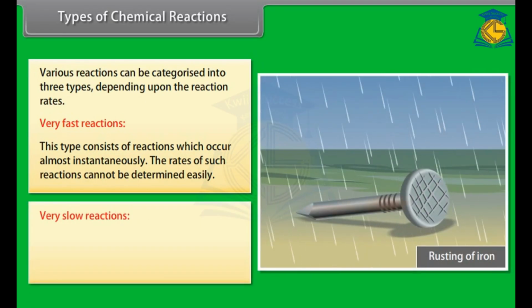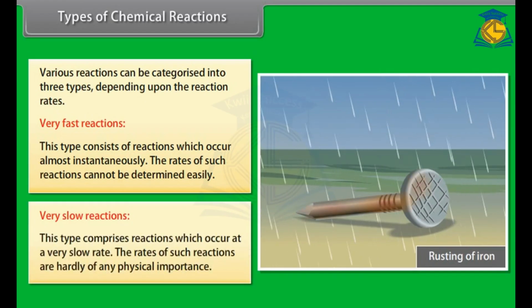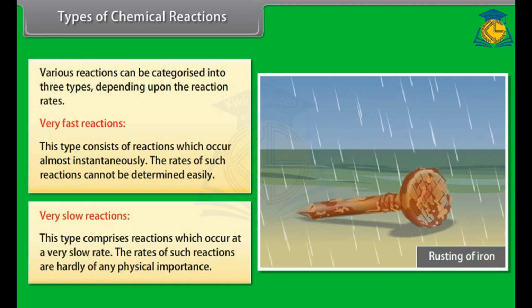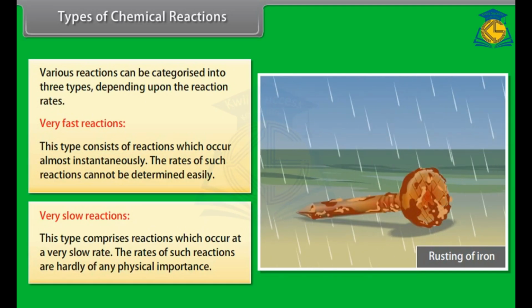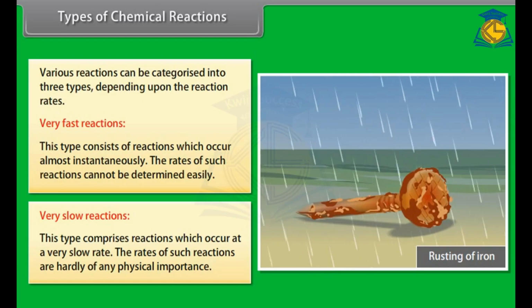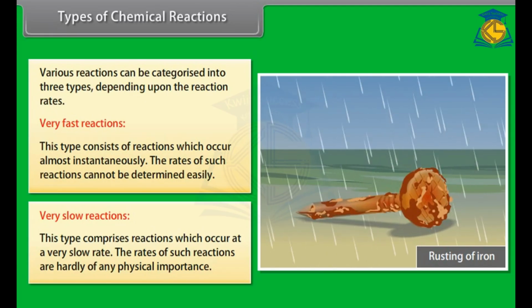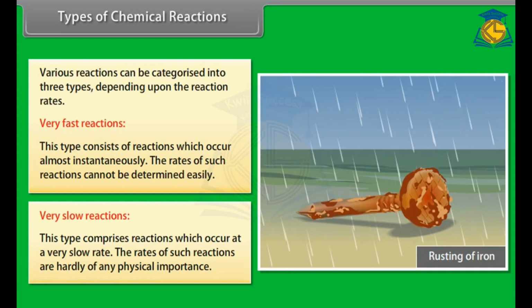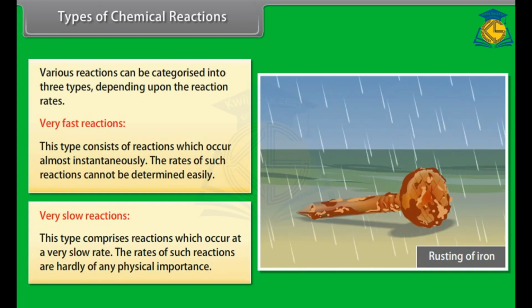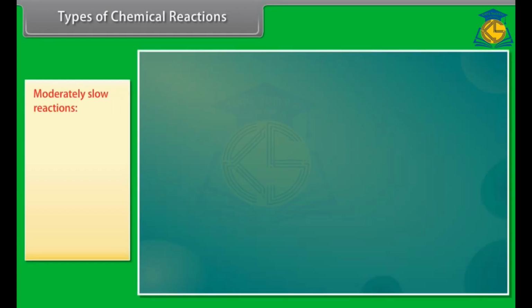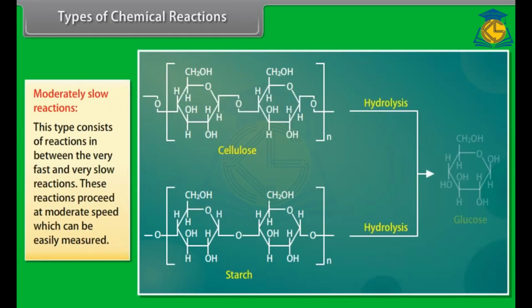Very slow reactions. This type comprises reactions which occur at a very slow rate. The rates of such reactions are hardly of any physical importance. These reactions may require months or even years together for their completion. For example, rusting of iron. Moderately slow reactions. This type consists of reactions in between the very fast and very slow reactions. These reactions proceed at a moderate speed which can be easily measured. For example, hydrolysis of starch.